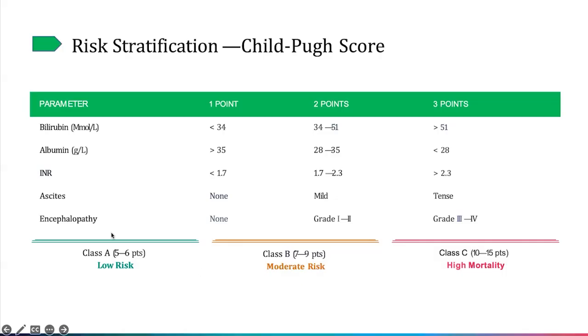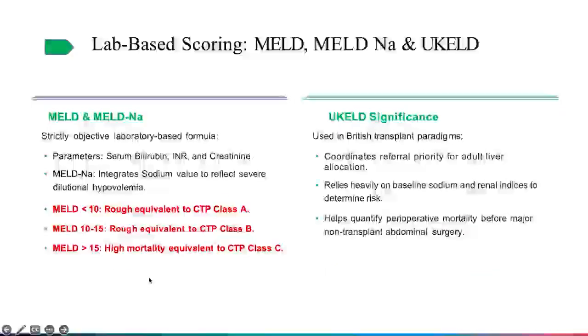So the disadvantage of this Child score is that the ascites and encephalopathy assessment is subjective, right? So the total score can vary depending on the person who assesses. And this score doesn't include the sodium level as well, right? And then you have these lab-based scoring systems, that is MELD, MELD-sodium, and UKELD. So MELD includes serum bilirubin, INR, and creatinine, right? So MELD less than 10 equals Child's A, 10 to 15 Child's B, and more than 15 equals Child's C, right?